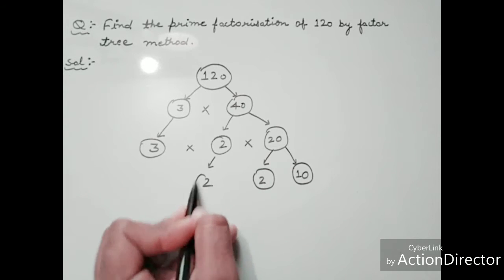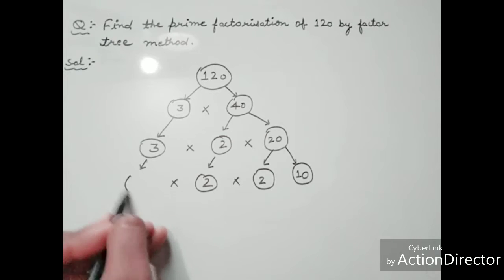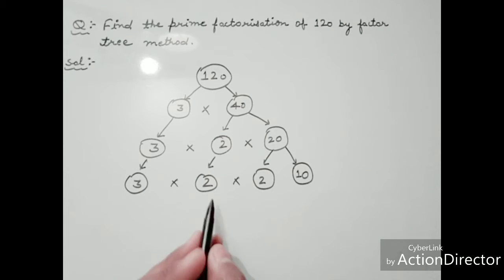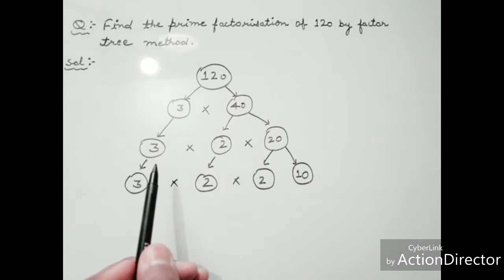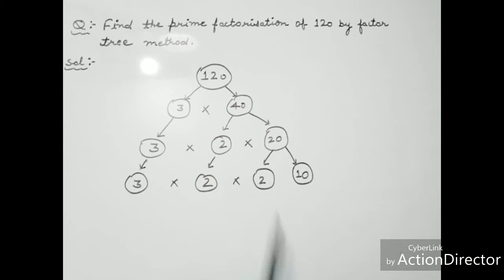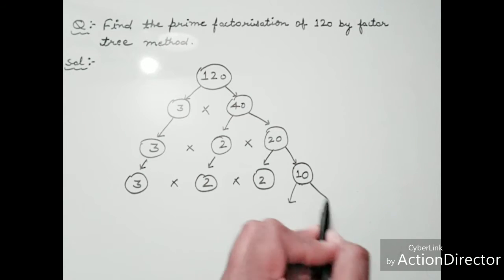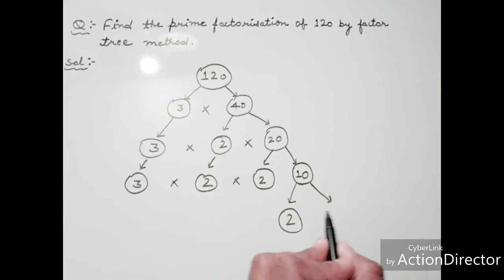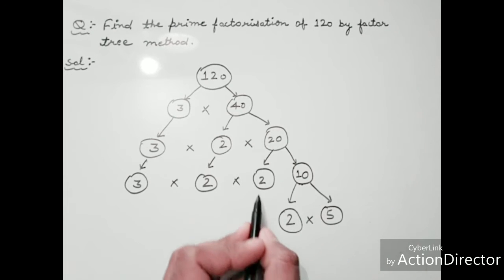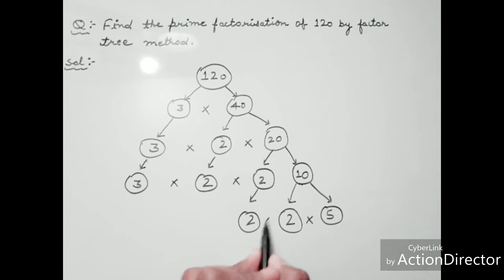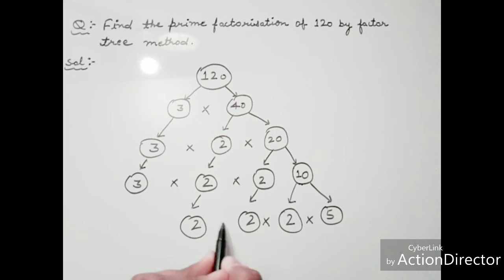Now we write 3 as it is here and 2 as it is here. Now we write this 3 and 2 as it is here. Now we again factorize this 10. 2 5s are 10. And write this 3, this 2 and this 2 as it is.